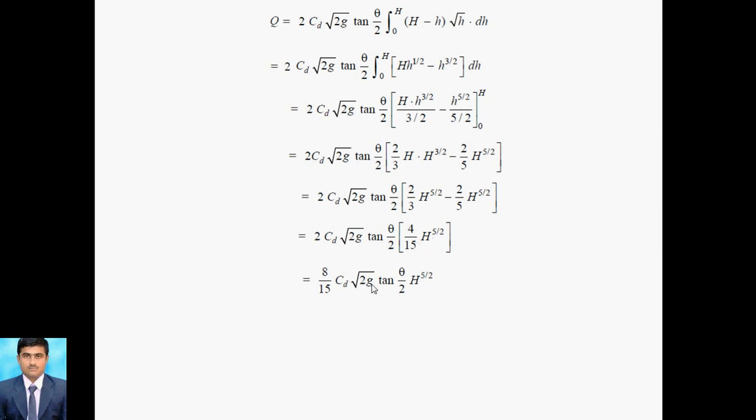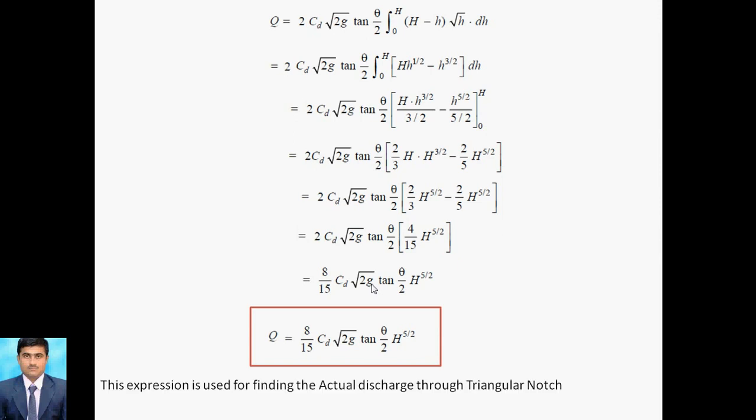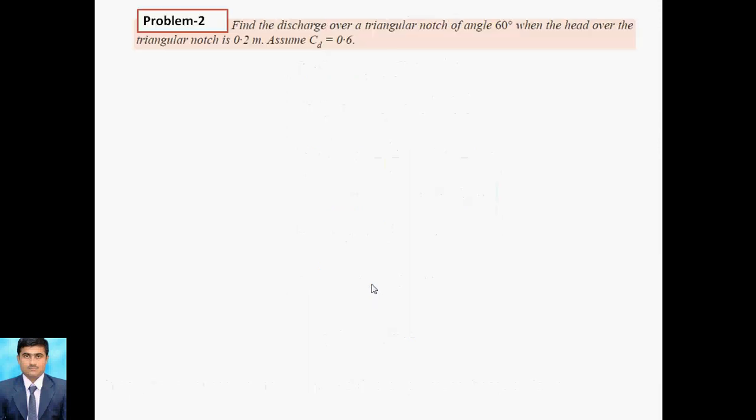So this is the final relation for the triangular notch. This relation will give the value of actual discharge, okay, with this coefficient of discharge. Now this expression is used for measuring the actual discharge through a triangular notch. So based on that we have to discuss problem number 2.